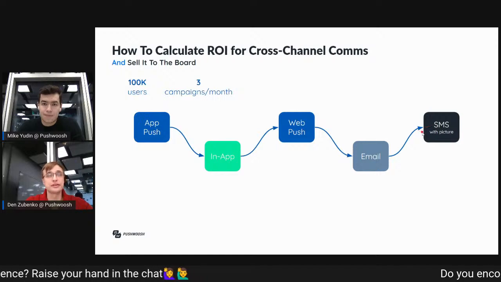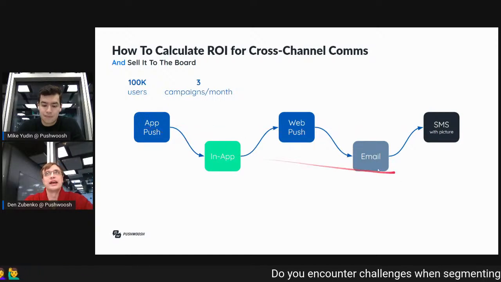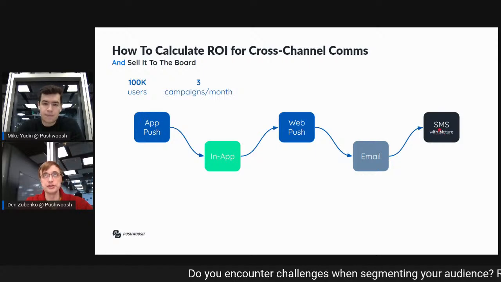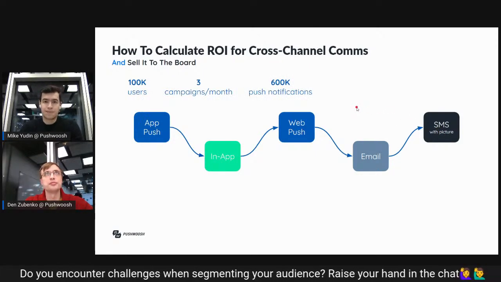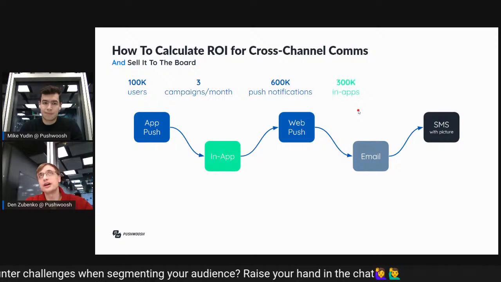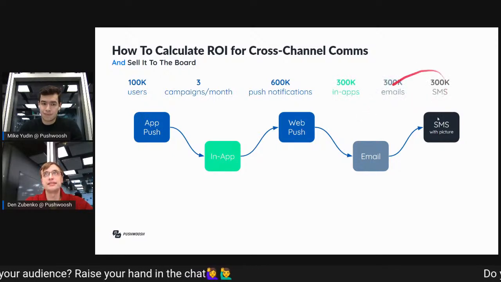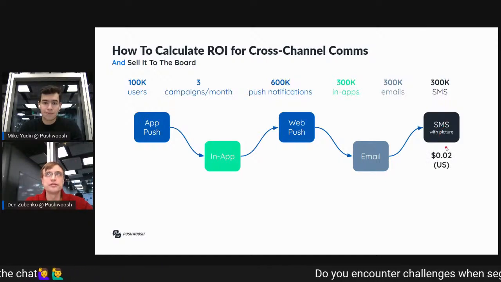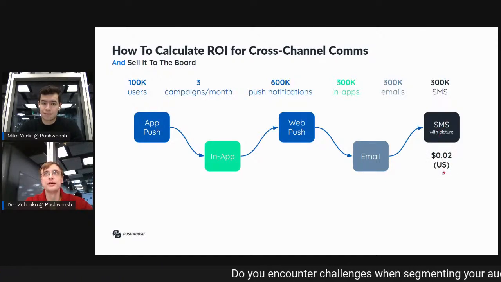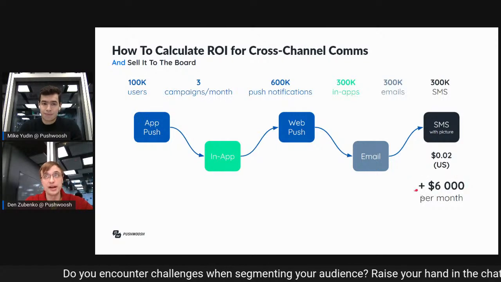And of course, you want our SMS to be as engaging as web push or app push or anything. You will put a picture here. That means that during the month you send 600,000 push notifications, 300,000 in-apps, the same amount of emails, and the same amount of SMS. Considering that in the United States the cost of SMS with a picture is around 2 cents, you actually add into your marketing budget $6,000 per month.